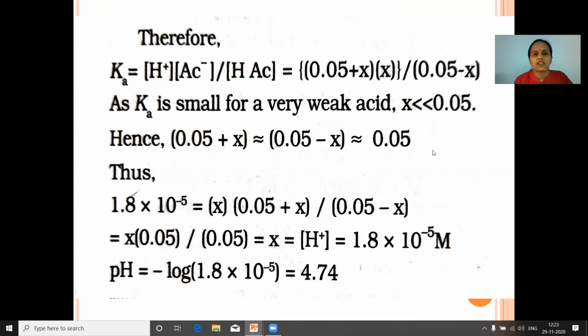Thus, 1.8 times 10 raised to minus 5, that is the Ka value, equals x times (0.05 plus x) upon (0.05 minus x). When I substitute the values, x into 0.05 upon 0.05 comes out to be x, which is equal to the H+ ion concentration, equal to 1.8 times 10 raised to minus 5 molar. So I can calculate the pH of the solution by the formula pH equals minus log of H+ ion concentration, and I get the pH equals 4.74.